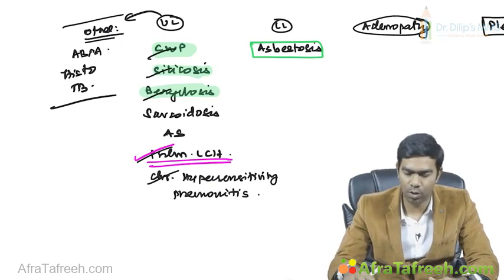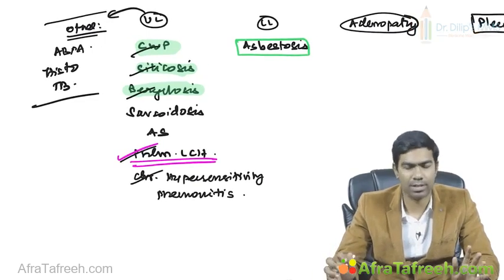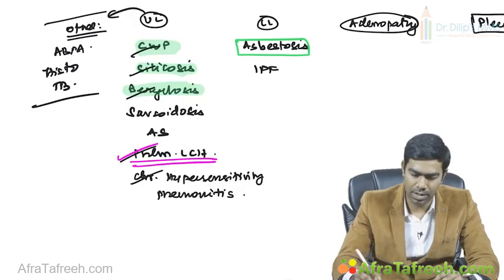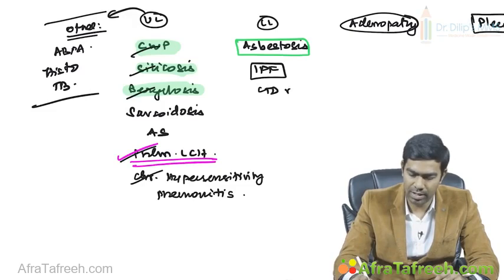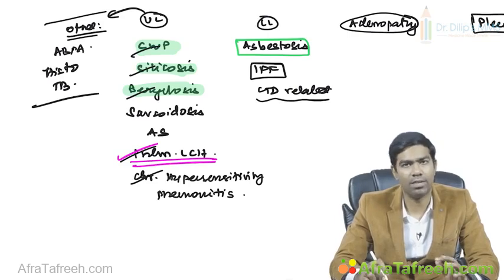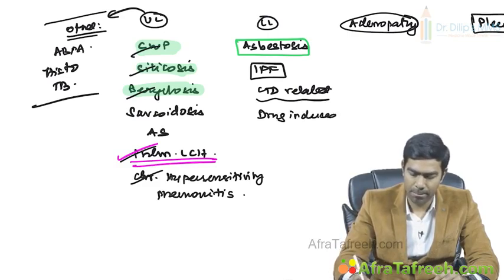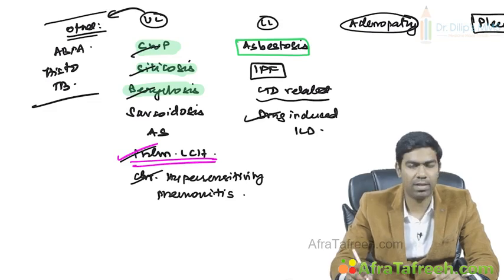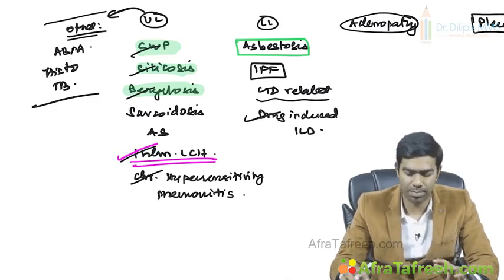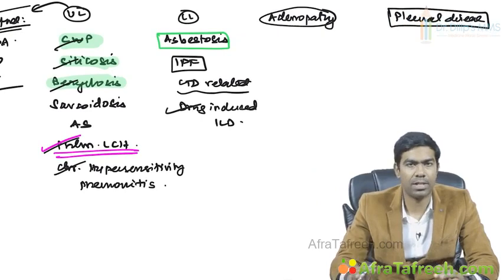What are the ILDs with lower lobe predominance? First is asbestosis, we discussed already. Then IPF, typically idiopathic pulmonary fibrosis. CTD related ILDs, I told you already. Any condition of CTD related ILD will be predominant in the lower lobe only. Then finally you have drug-induced ILDs. All these things will typically have lower lobe predominance. As simple as that.